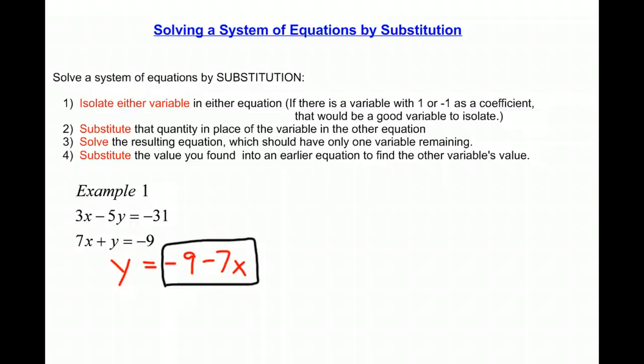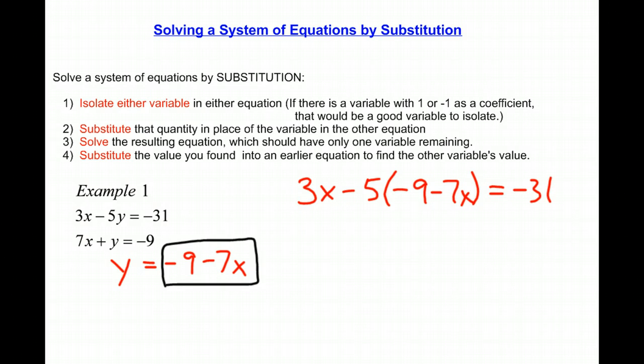So I'll rewrite the other equation, 3x minus 5. Instead of writing the y, I'm going to put in its place what y is equivalent to. So the negative 9 minus 7x goes right in place of where there was a y, and then equals negative 31. So this is the top equation, but where there used to be a y, I've now substituted the value that y was equivalent to. Do you see that the equation we have only has x's in it now? That should be the case.